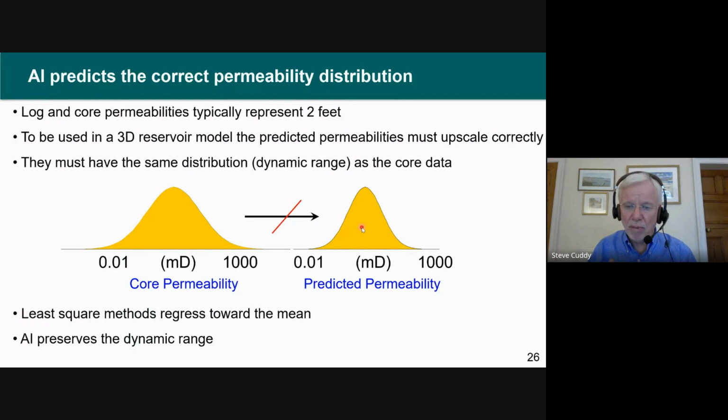And this will give you a problem when you want to upscale. You want to be able to predict at the high end, because these are the high permeabilities and the main conduits to flow. And the low permeabilities are mainly the barriers to flow. So we want to predict everything.